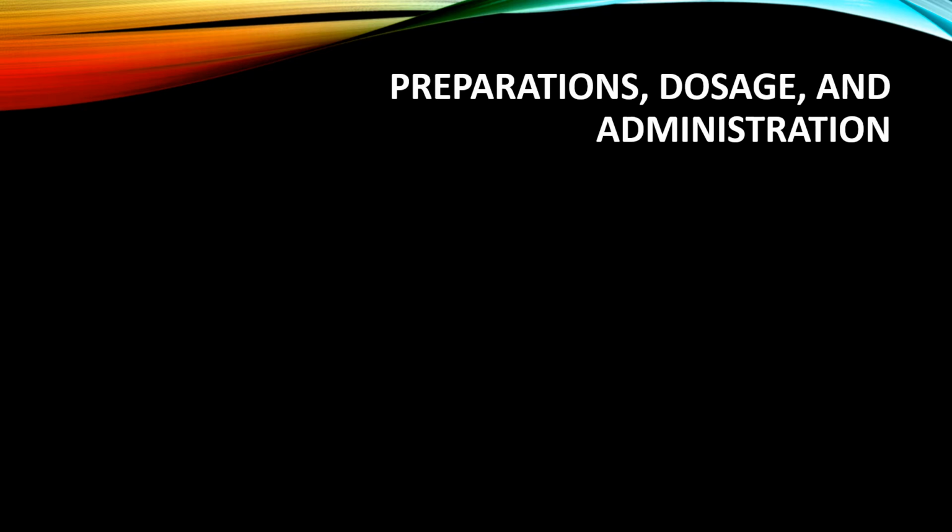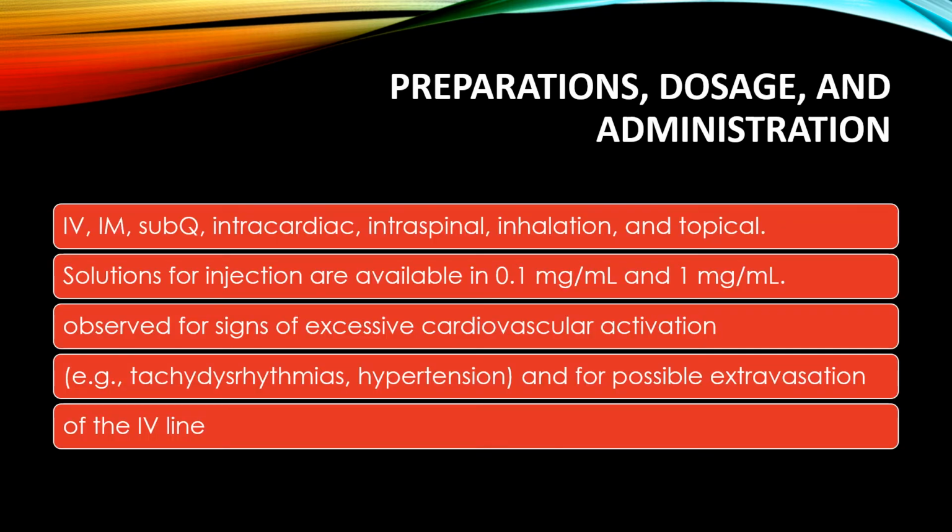And now for the preparation, dosage, and administration of your epinephrine. Epinephrine is given either through IV, IM, sub-Q, intracardiac, intraspinal, inhalation, or topical. They are available in 0.1 mg per ml and 1 mg per ml ampule. If we give epinephrine, we observe for signs of the excessive cardiovascular activation, such as the tachydysrhythmias, hypertension, and for possible extravasation of the IV line.